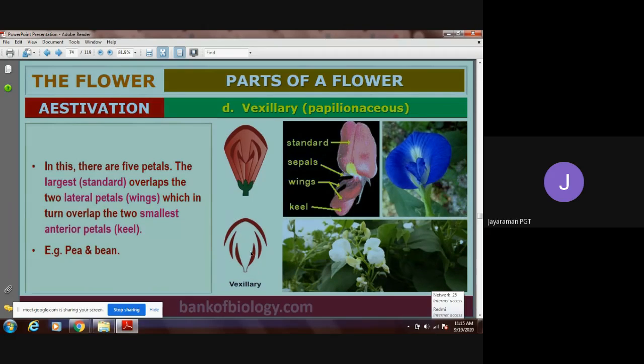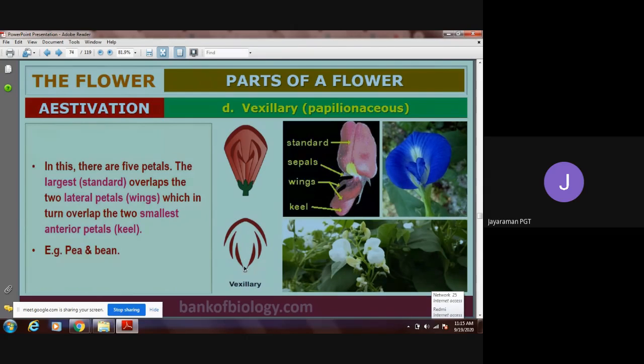Keel petal: the smallest petal is known as the keel petal. Keel petals are two, and these two are joined. This is a fused petal. See, the combination of fused and free is there. These two keel petals are fused, gamopetalous; the others are free, polypetalous. Both are included here.